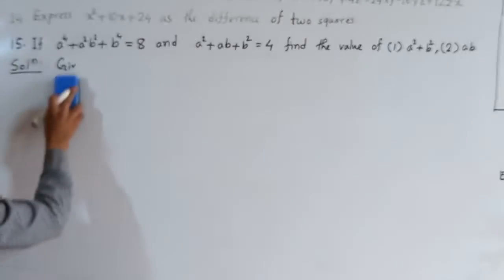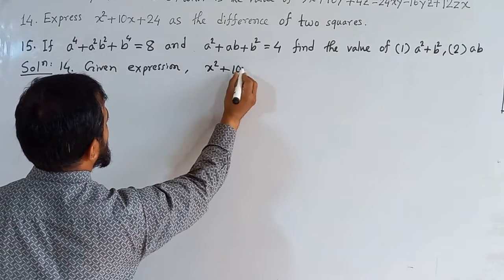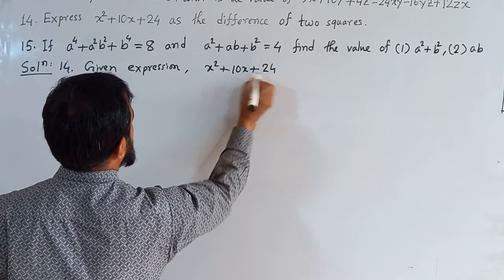Is question number 14. Given expression. Okay, given expression is what? It's x squared plus 10x plus 24.